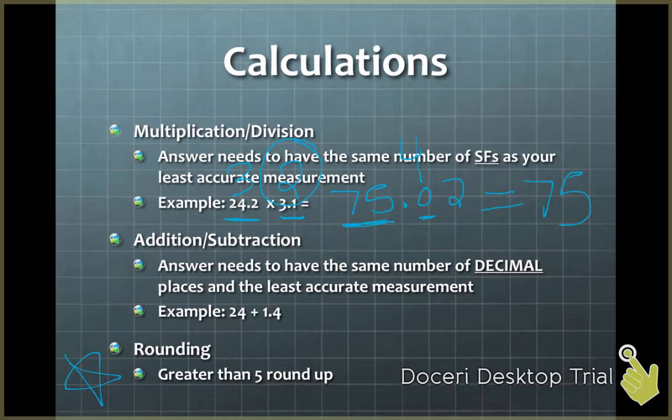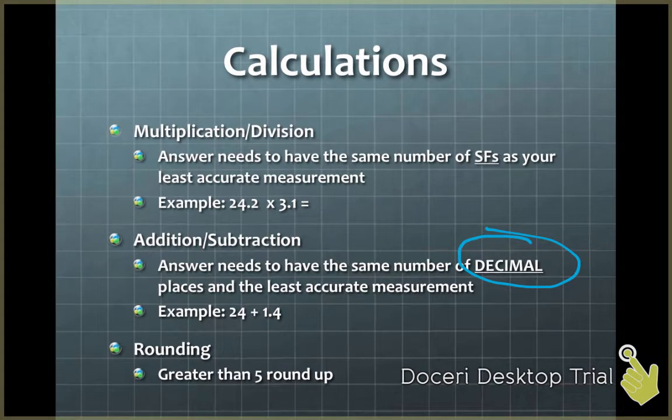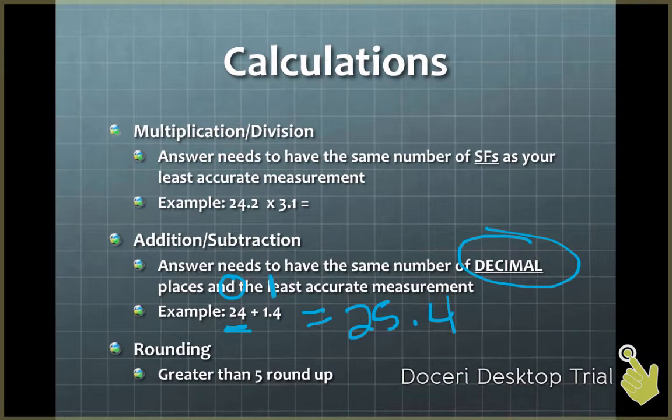Now, when we are adding or subtracting, the rule changes a little bit. This time we have to look at our number of decimal places. 24 has 0 decimal places, whereas 1.4 has 1 decimal place. If we do 24 plus 1.4 in our calculator, we're going to get 25.4, which is more accurate than our first number. This number that has 0 decimal places, this person wasn't using a ruler with the tenth marks marked.